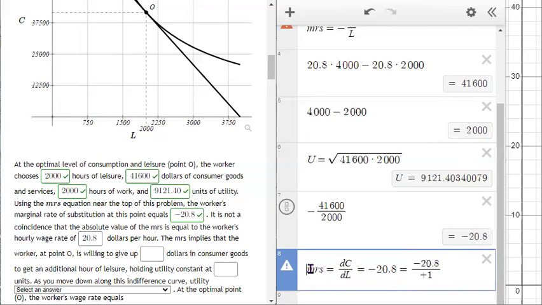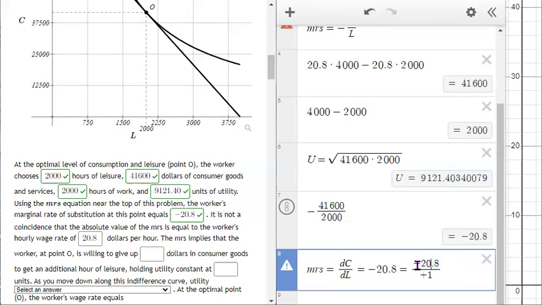So the MRS, as we said, is negative 20.8 here. The MRS is defined to be the change in consumption holding utility constant, divided by some really small change in leisure, and we said it was equal to 20.8. It's hard to interpret a number when you have two components, the change in consumption or the change in leisure. So we put this negative 20.8 in the numerator of a fraction with plus 1 in the denominator.